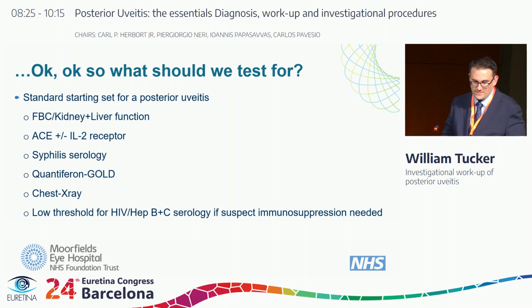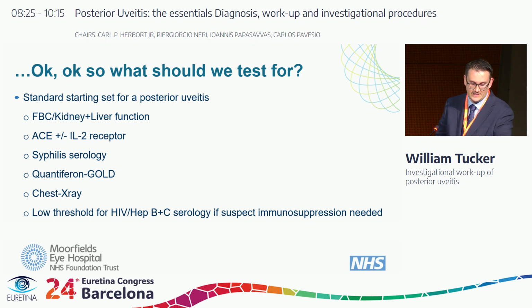So we'll just finish up with this question, really, which is, okay, we've talked about a lot of things. What should we be testing for? So my standard starting set for posterior uveitis, and this almost certainly has to be your own individual one, because most institutions cannot necessarily agree, or even within an institution agree. So we do the full blood count, the kidney and the liver function. Always do an ACE, sometimes do an IL-2 receptor if I think it may be confirmatory or not of sarcoidosis.